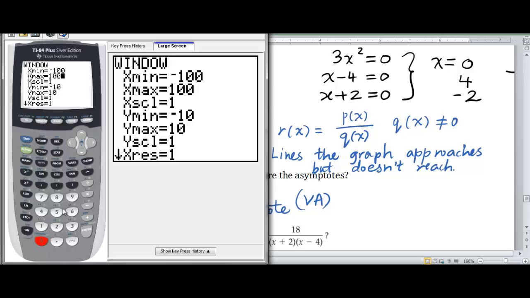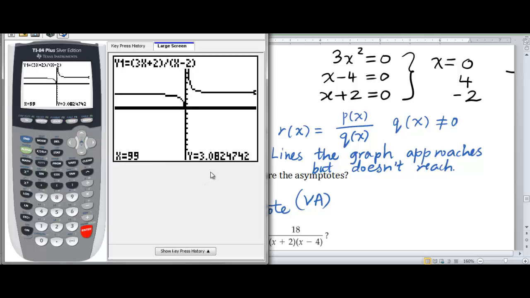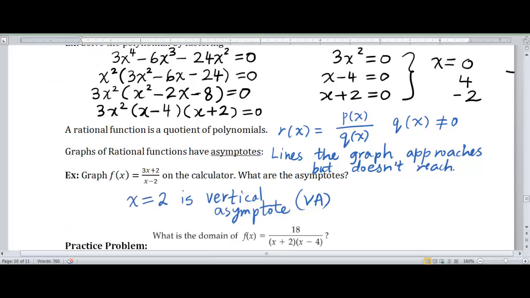Let's set our x min at negative 100, x max to positive 100. Let this graph it, and we hit trace. Let's try 99, right, 3.08. So it seems that the horizontal asymptote is approaching 3. Okay, so y equals 3 is the horizontal asymptote. I'll just abbreviate it here. Okay, horizontal asymptote.